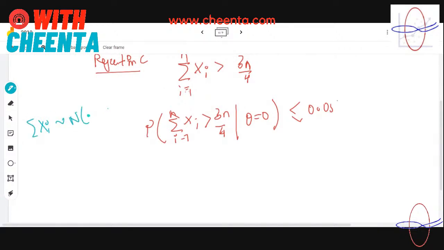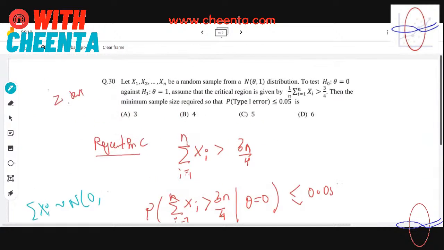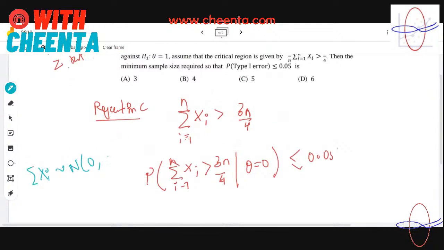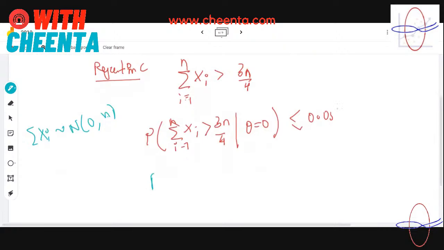normal 0, n. So therefore, if you just do root n, 1 by root n, it will follow normal 0, 1. So if you just do 1 by root n, you get root n over here. So you get probability z greater than 3 root n by 4 is less than or equal to 0.05.